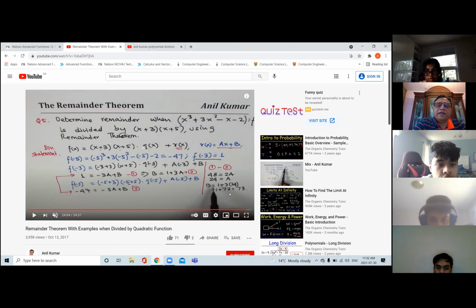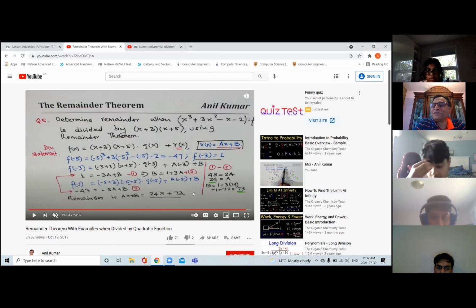So we got the value of a as 24 and b as 73. So 24x plus 73 is the remainder. And we have used the remainder theorem to solve this question. You can verify the result by doing long division. Then you multiply x plus 3 and x plus 5 and do the long division. That is the remainder which you are going to get. Are these steps clear to everyone?